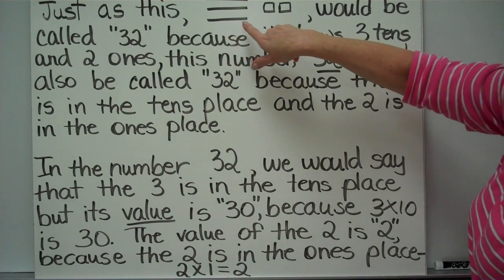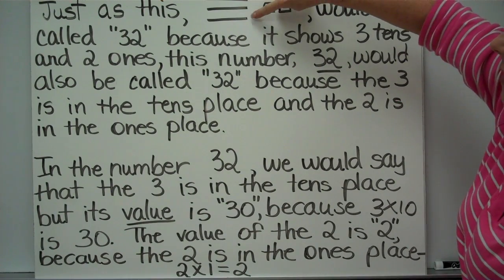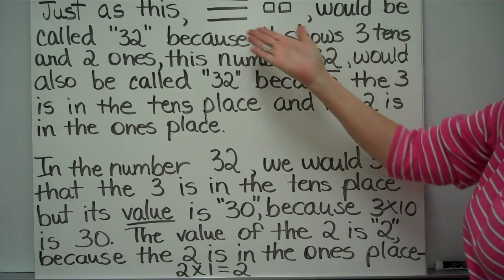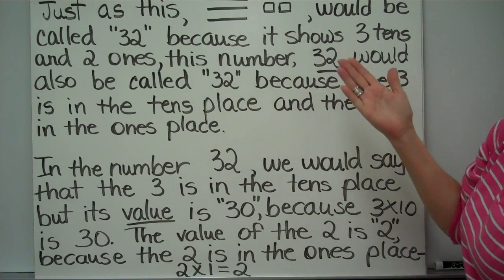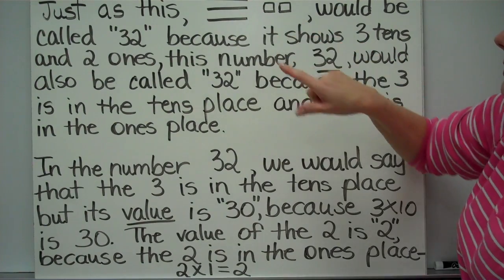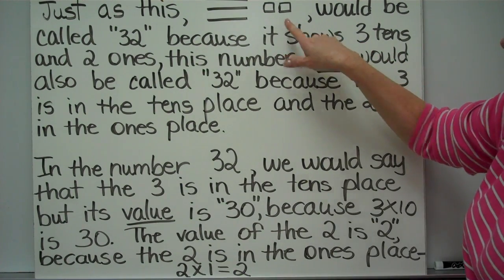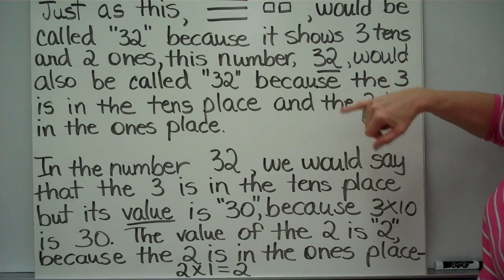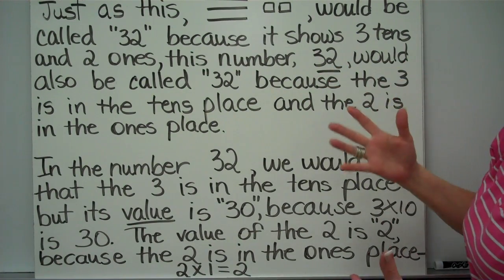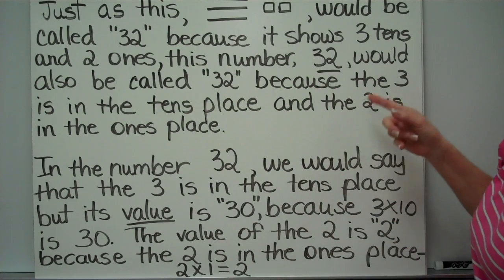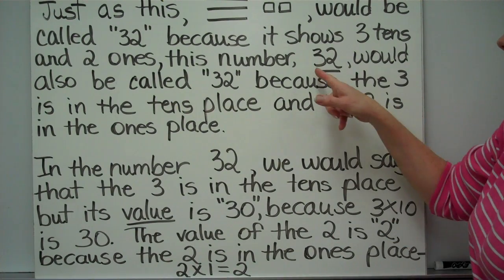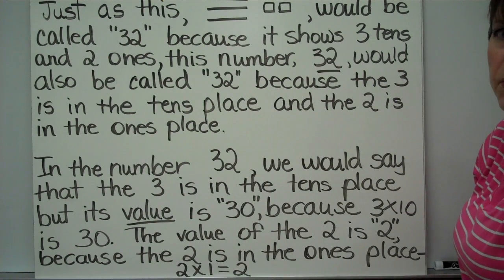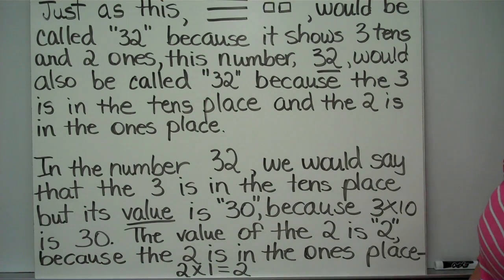Just as this, 3 rods, 2 units, would be called 32 because it shows 3 tens and 2 ones, this number, if we just looked at this, would also be called 32 because of its place value, because the 3 would be in the tens place and the 2 is in the ones place. We would call this 32.